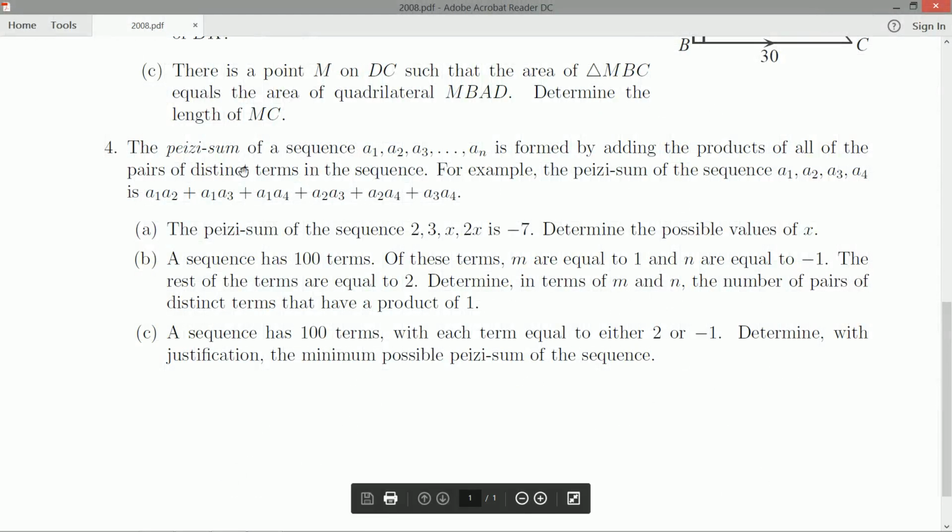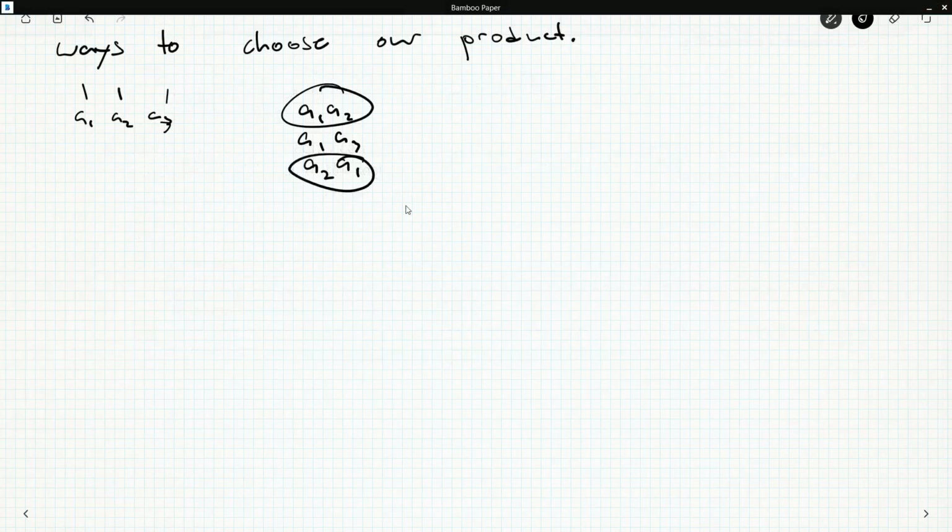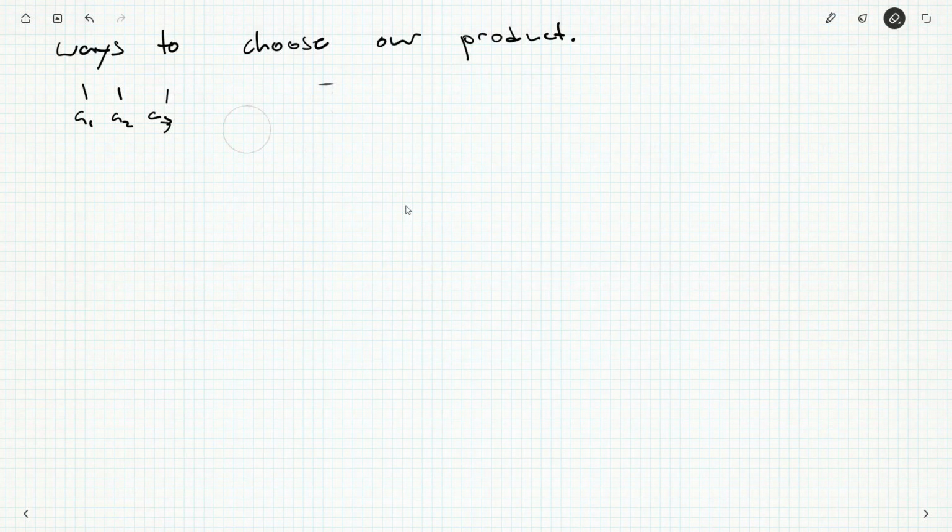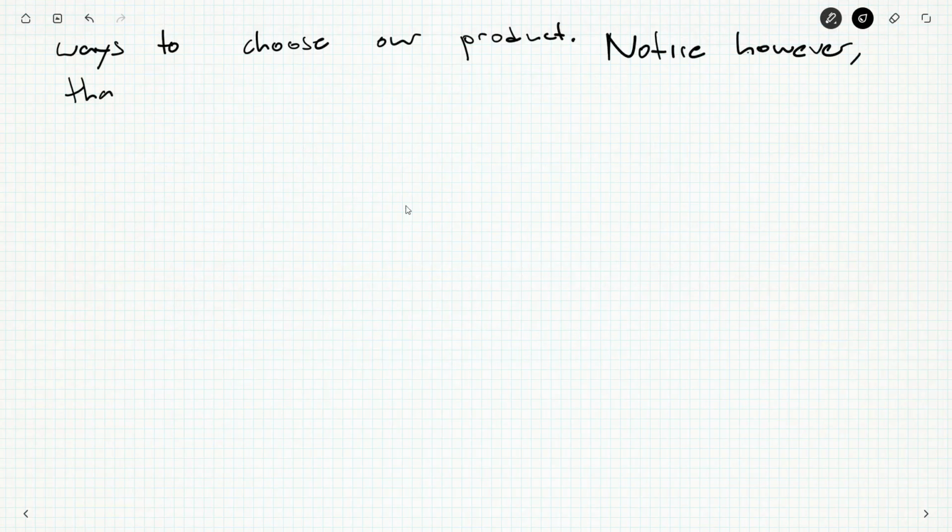It's the product by adding all the products of distinct terms. Okay? Notice that they don't have A1, A2, and then somewhere else down the line they have A2, A1. As soon as you've chosen the pair 1 and 2, you get just one product for that. So we might say, notice, however, that we are double counting.